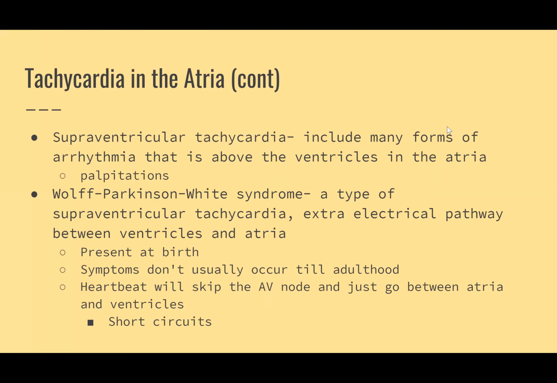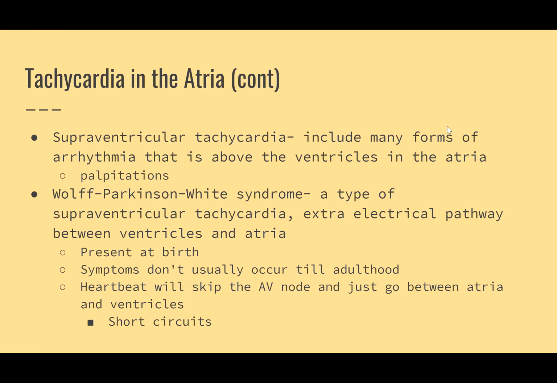Continuing on with tachycardia in the atria. There's also supraventricular tachycardia, which is actually a lot of different arrhythmias. These are usually palpitations that begin very rapidly and end suddenly. So you might not feel them at all, and then they just come on all of a sudden. So it's not very constant. It can either happen in the atria itself or in the AV node.